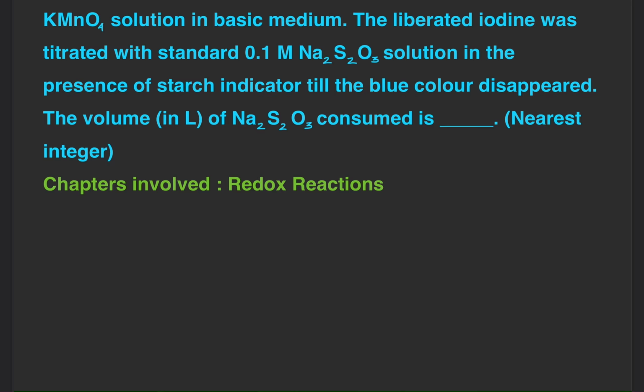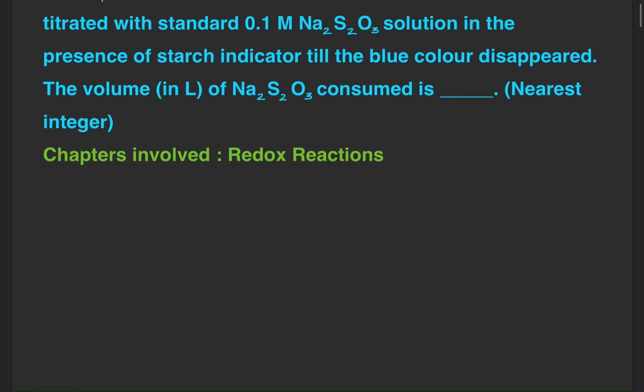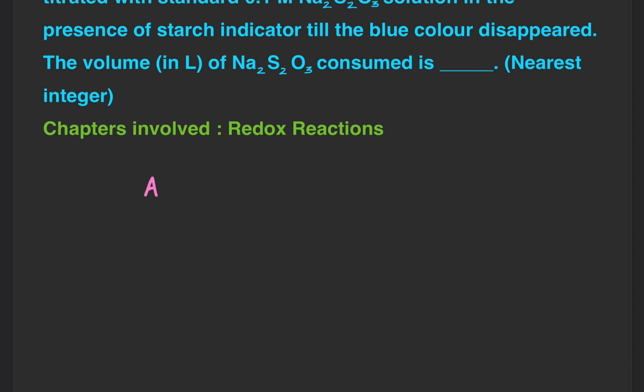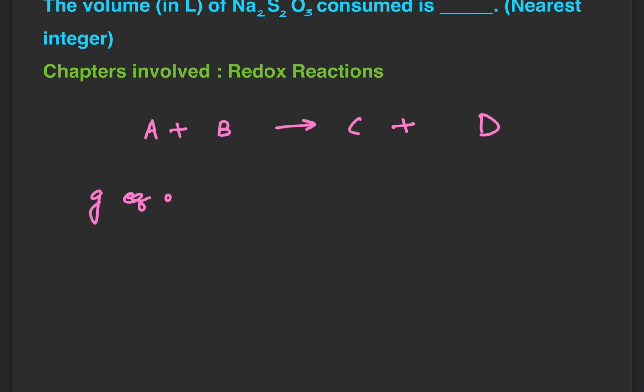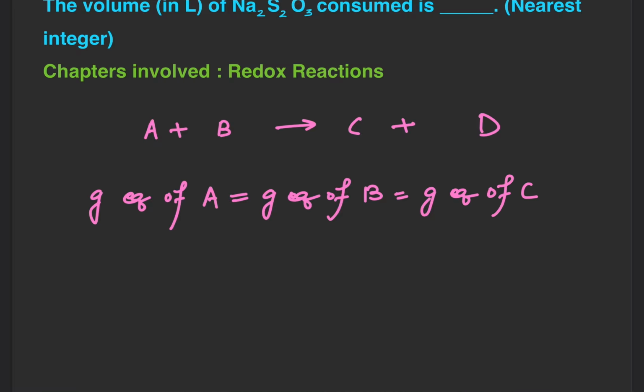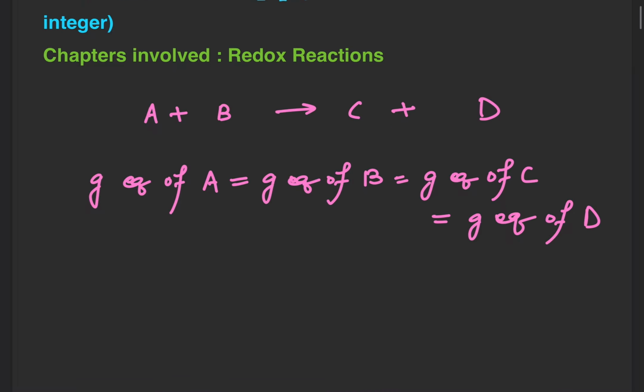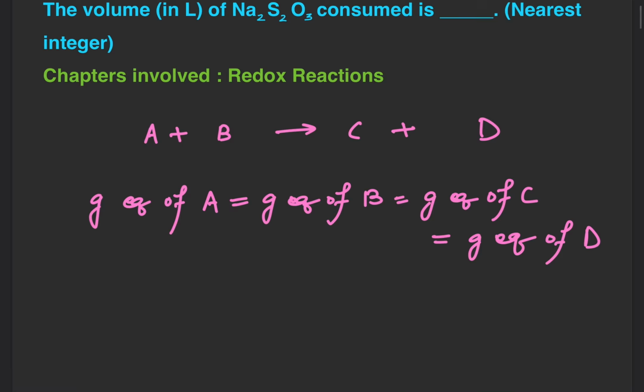According to the law of chemical equivalence, the gram equivalence of each of the reactants is equal to the gram equivalence of each of the products. That is, for a reaction that is not balanced, A plus B giving C plus D, I can write gram equivalence of A is equal to gram equivalence of B is equal to gram equivalence of C, which is equal to gram equivalence of D. This is very helpful because we don't need the balanced equation to apply this law.